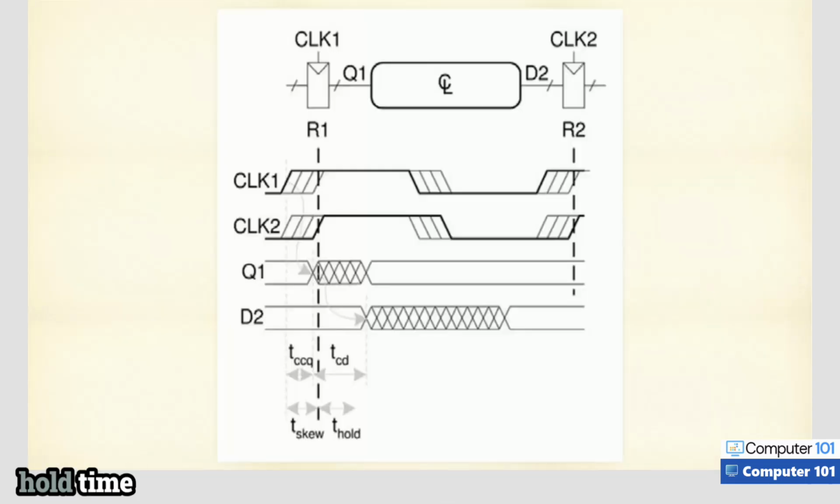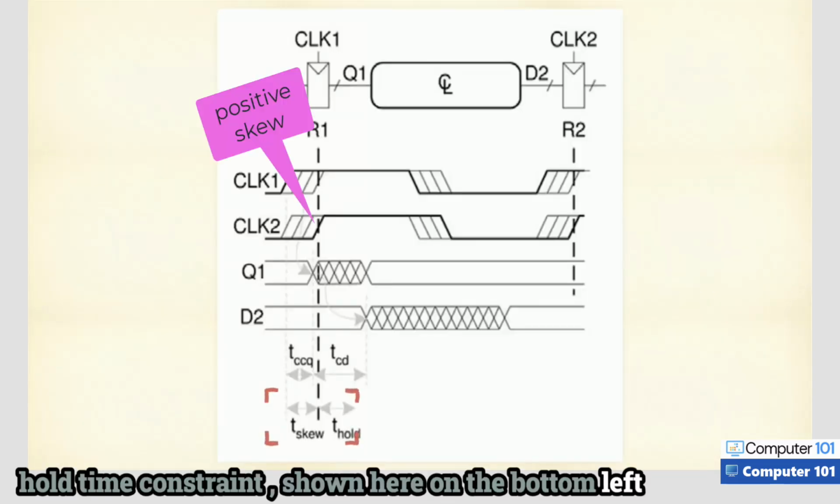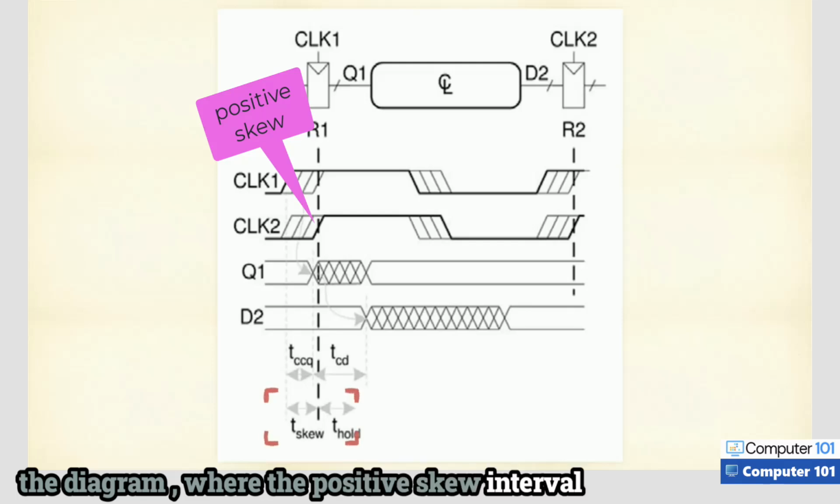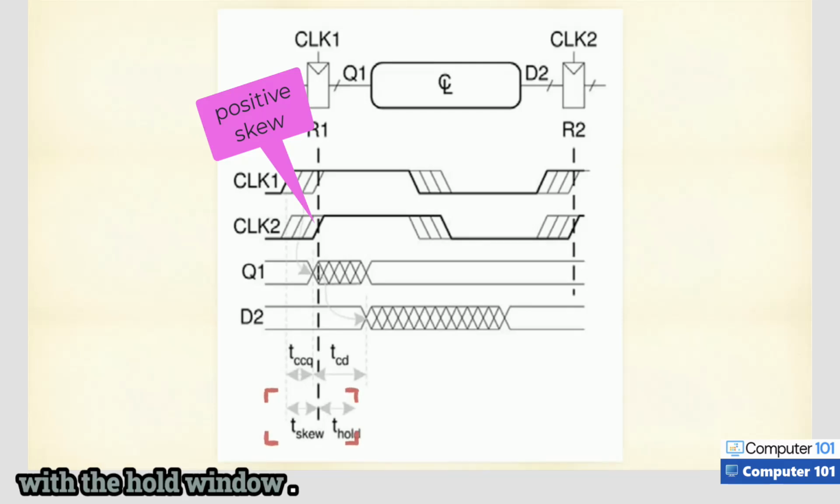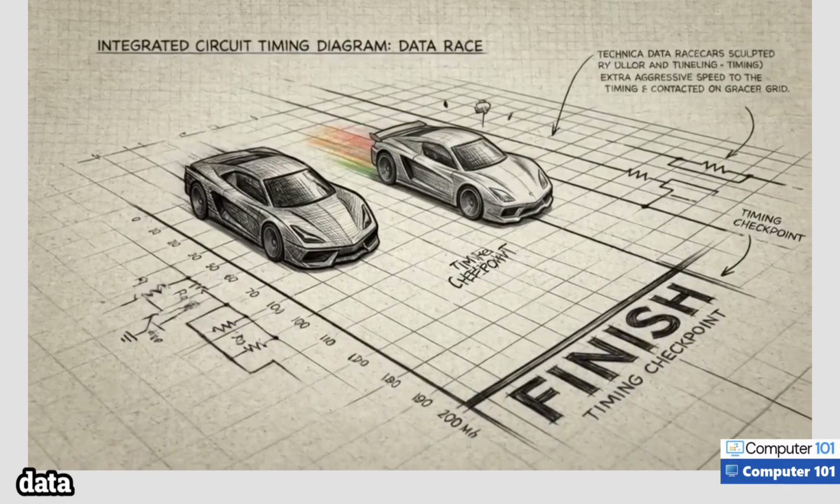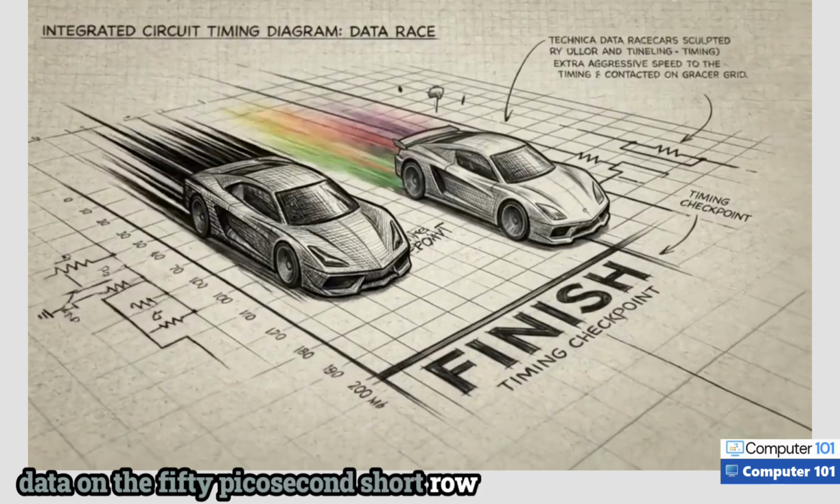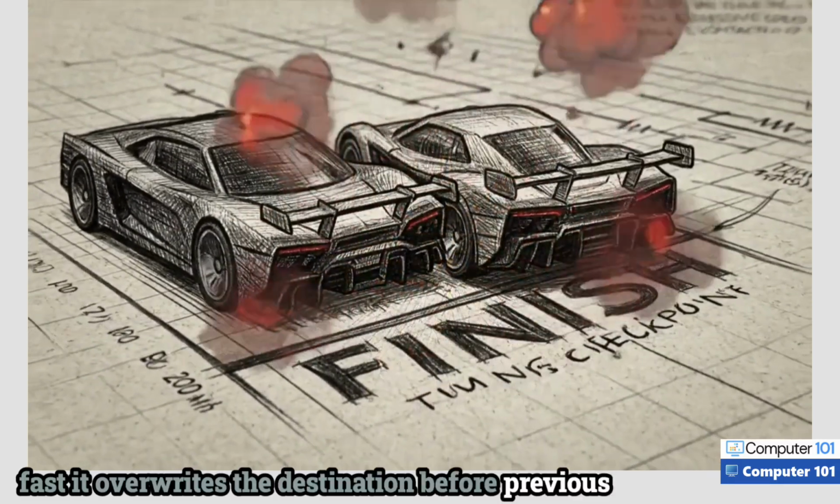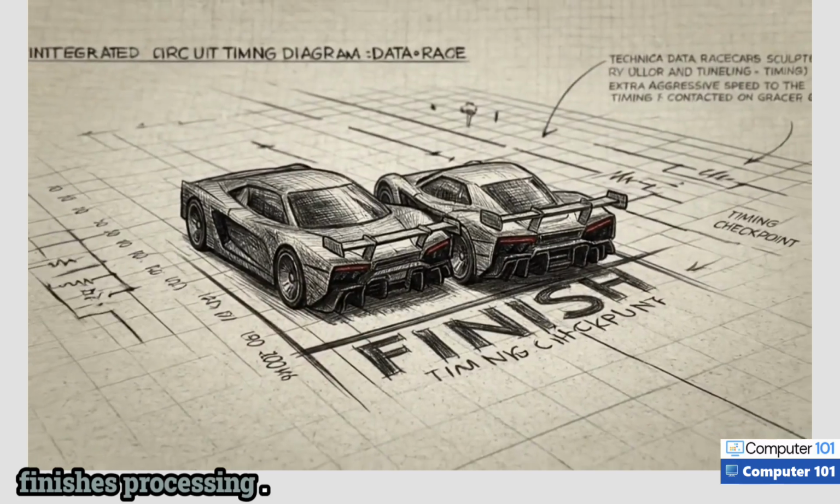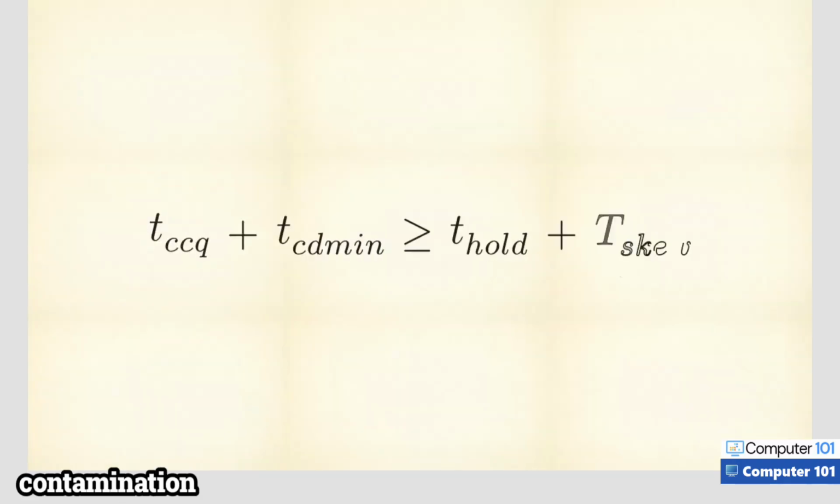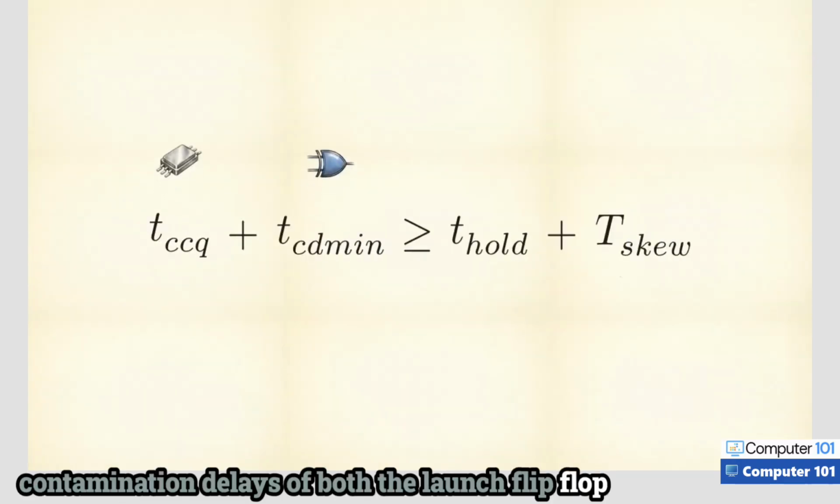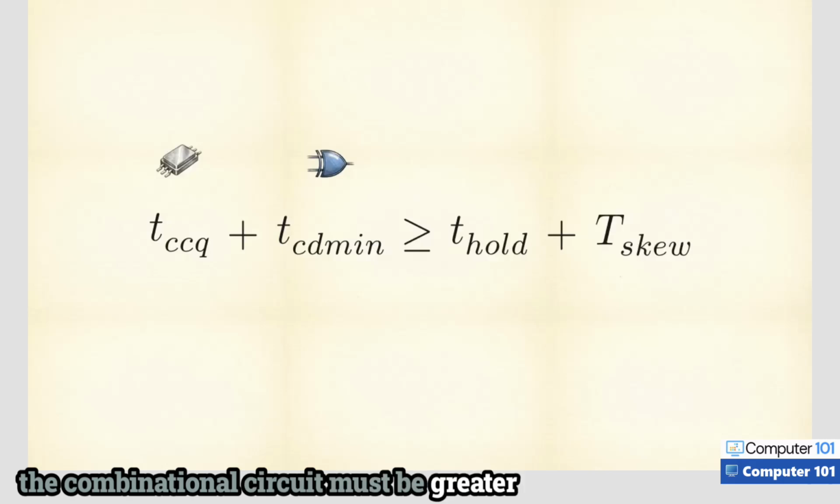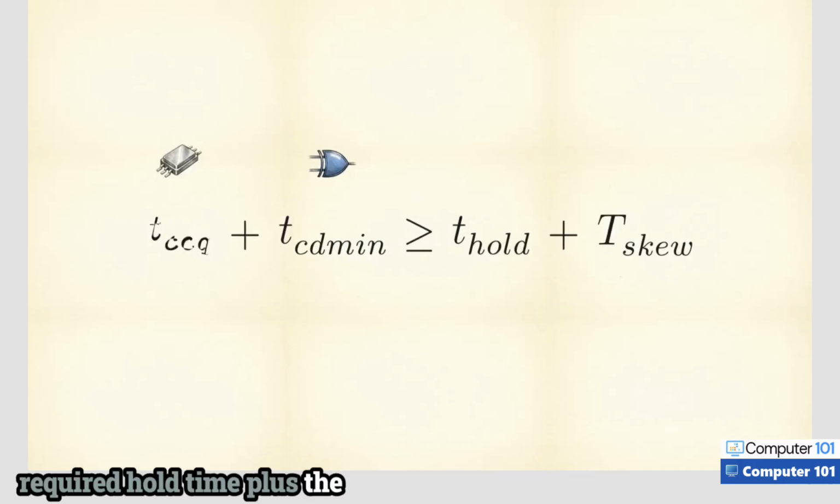Now we flip to the hold time constraint, shown here on the bottom left of the diagram, where the positive skew interval overlaps with the hold window. We run this equation to ensure data on the 50 picosecond short row doesn't move so fast it overwrites the destination before previous data finishes processing. Our formula states that the contamination delays of both the launch flip-flop and the combinational circuit must be greater than the required hold time plus the skew.